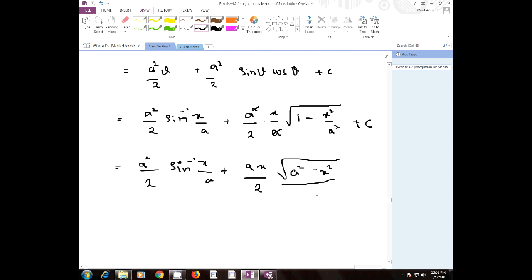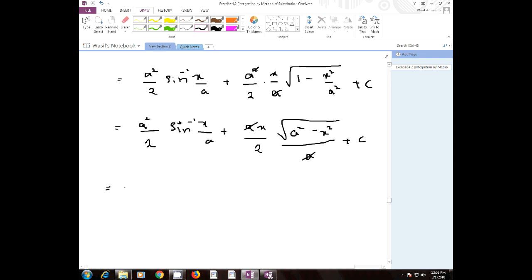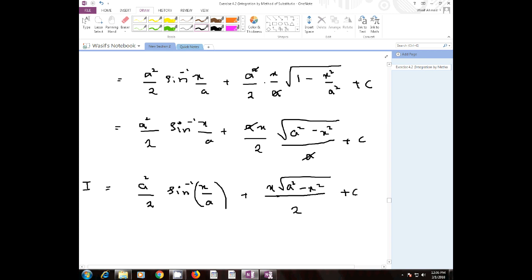Divide by a square whole square root. The square root of a square is just a, plus a constant of integration. A gets cancelled with this a, and your final answer is a square divided by 2 sine inverse x divided by a plus x divided by 2 multiplied by square root of a square minus x square plus a constant of integration.